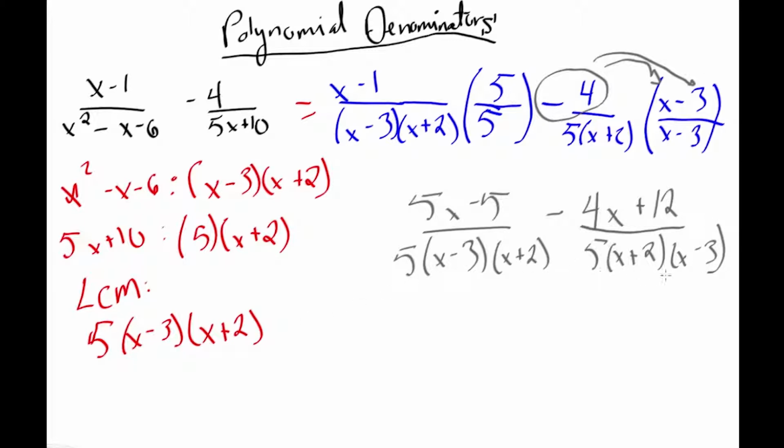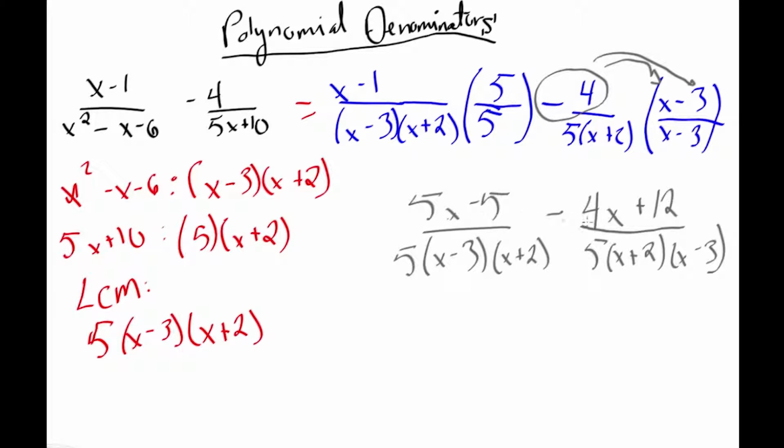You'll notice again, my denominators should both be exactly the same. They are, except the order. The x minus 3 and the x plus 2 are switched, but that's fine. Commutative property of multiplication says I can change the order of those if I really want to. So I'm going to have these two things on top of the same denominator now. And this will be my final answer.